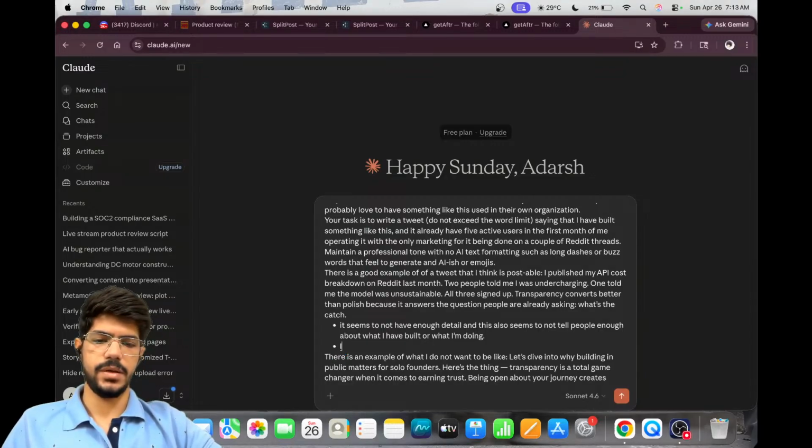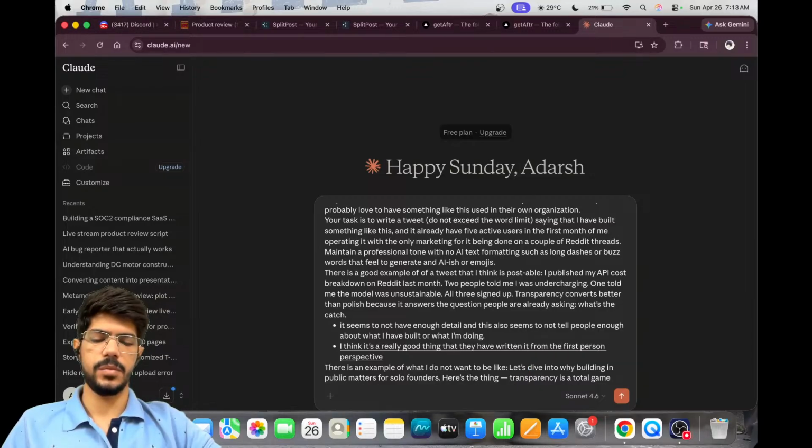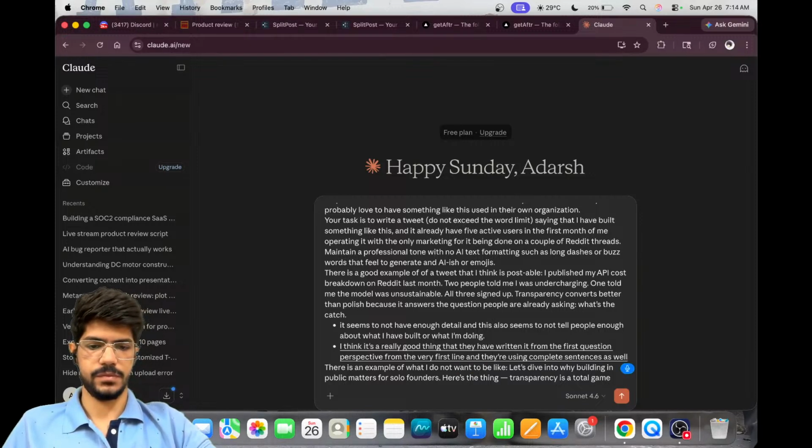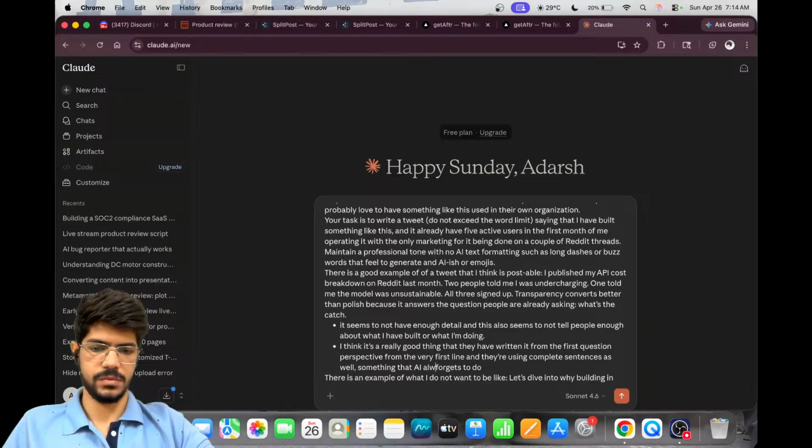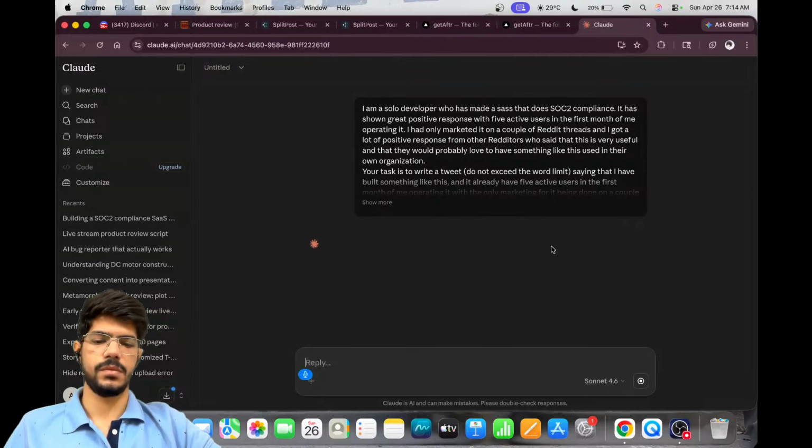I think it's a really good thing that they have written it from the first person perspective, from the very first line, and they're using complete sentences as well. Something that AI forgets to do. Now let's see.